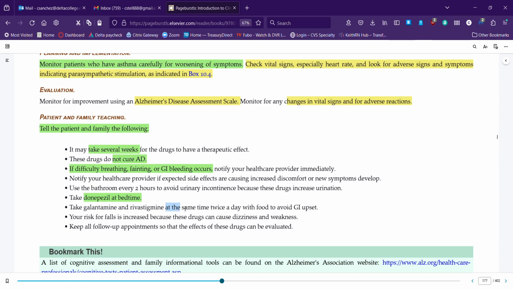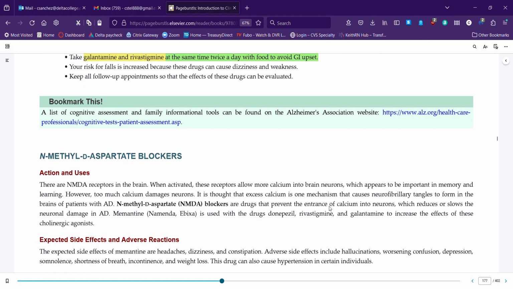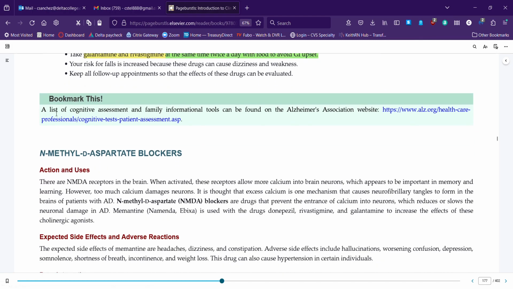Also, you want to let them know that the medication, they need to take that at night. Also, the other two medications, you want to take them at the same time, twice a day with food to avoid GI upset. Your risk for falls may increase because the drug can cause dizziness and weakness. And then keep all follow-up appointments.